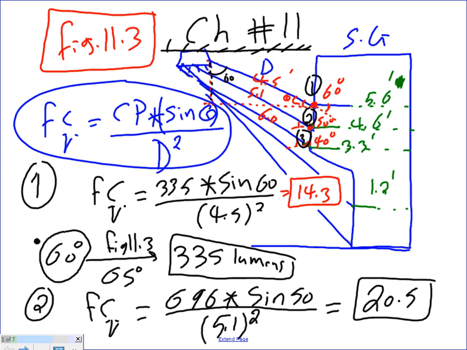Finding a vertical foot candle. A lot of people, when you do vertical foot candle, you need to use this formula: CP, candela power, multiplied by the sine of the angle with the vertical, divided by the square of the distance. Any question, guys, about this? Dustin, my friend.